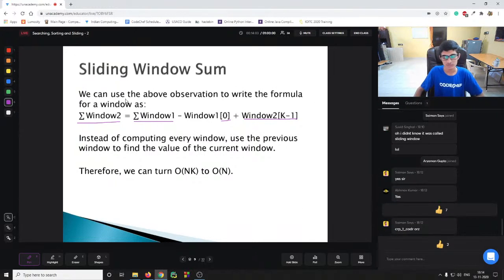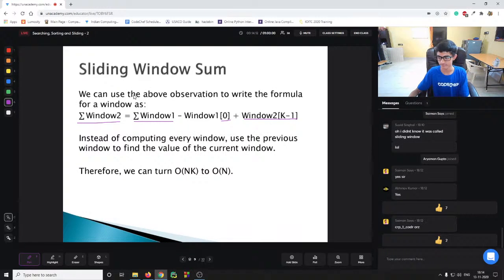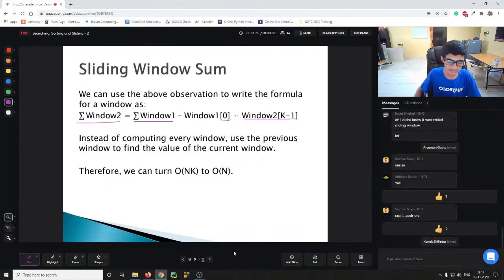Yeah, so this is what sliding window means. Imagine it as a window and imagine that you are moving the window. You wouldn't remove the window and put it back again, because that would be a waste of time. Instead we are just sliding the window through the pane, in this case the array. So this will convert O of nk to O of n.